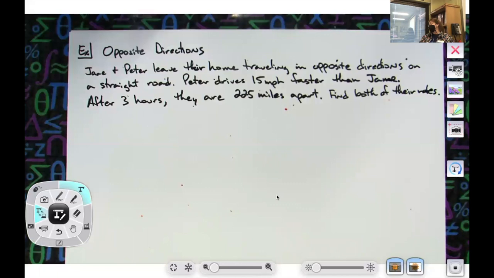Overall process always the same. You're going to define the variables, you're going to draw a chart, you're going to complete the chart, you're going to write the equation, and then you're going to come up with your answer. Okay? So let's work on defining the variables.